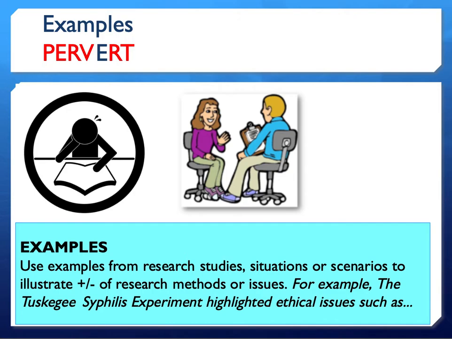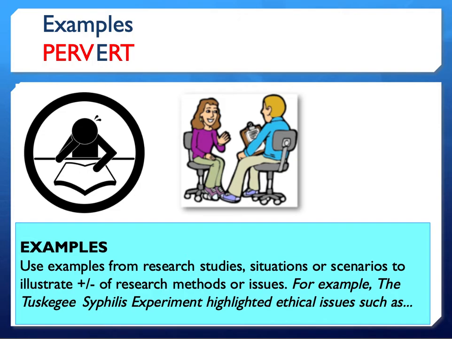As you can see here, we've defined ethics. To go on and talk about this in a bit more detail, you could use the example of the Tuskegee syphilis experiment to develop some specific ethical issues. So you would say, in the Tuskegee syphilis experiment, these ethical issues or these ethical factors came into play, and you'd say what they were.